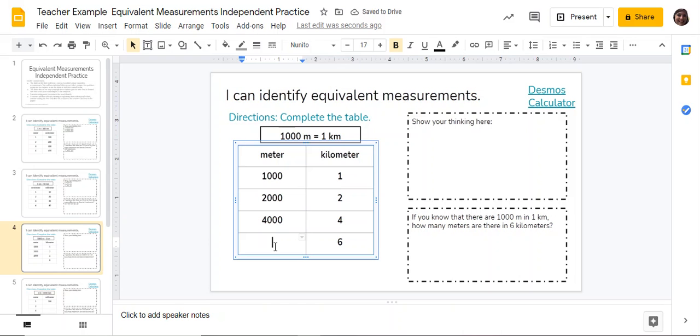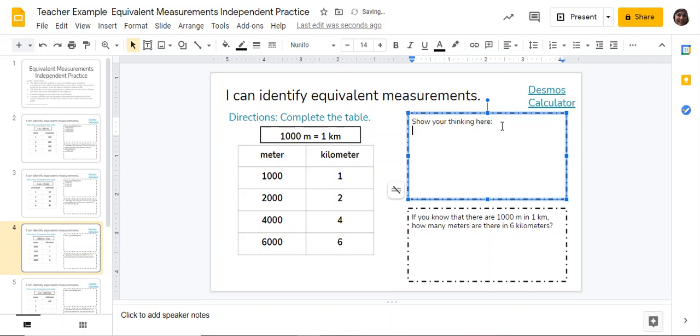Same thing for my last one, 1,000 in each one, and I have 6 of them, so that gives me 6,000. I'm going to go ahead and show that using a math fact. Oops, nope, sorry. 1,000 times 2 equals 2,000.